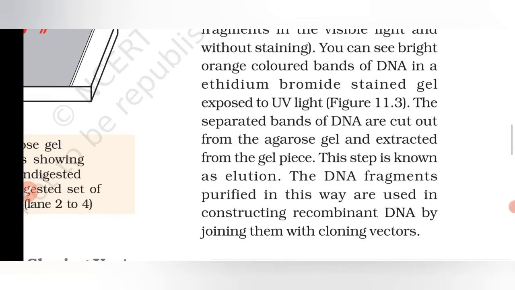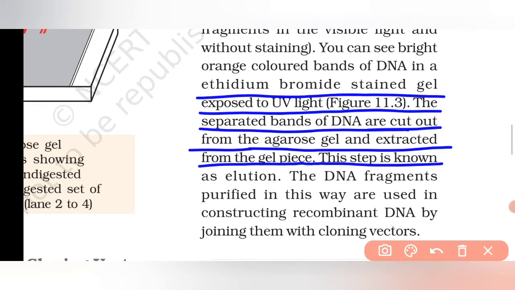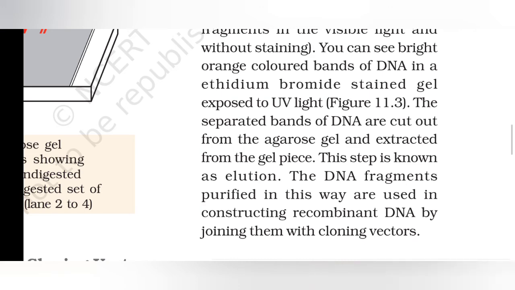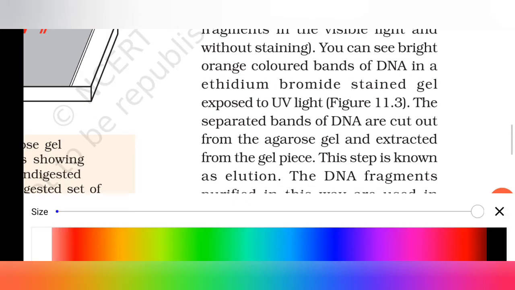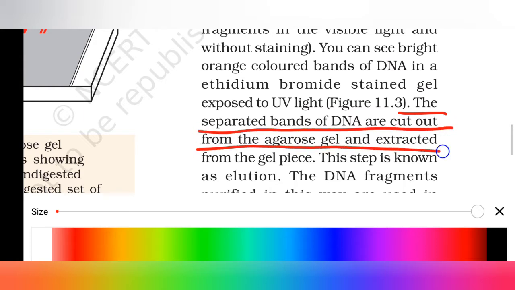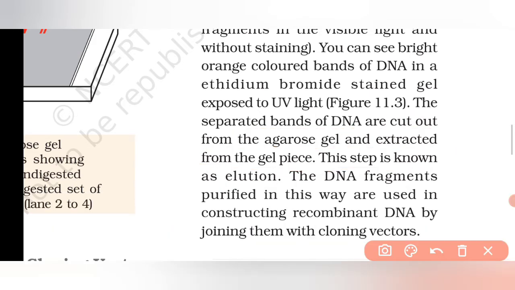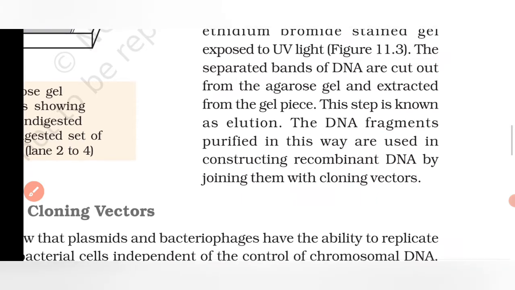Now the separated bands of DNA are cut out from the agarose gel. The DNA fragments in the gel piece are cut out from the agarose gel and extracted from the gel piece. This step is known as elution or gel elution, and the DNA fragments are purified in this way. They are used in the construction of recombinant DNA by joining them with cloning vectors.